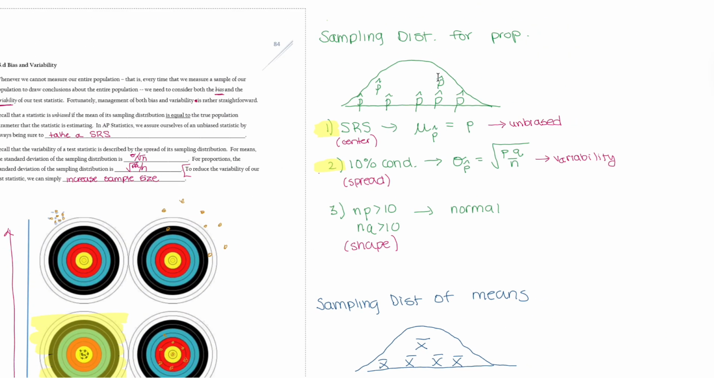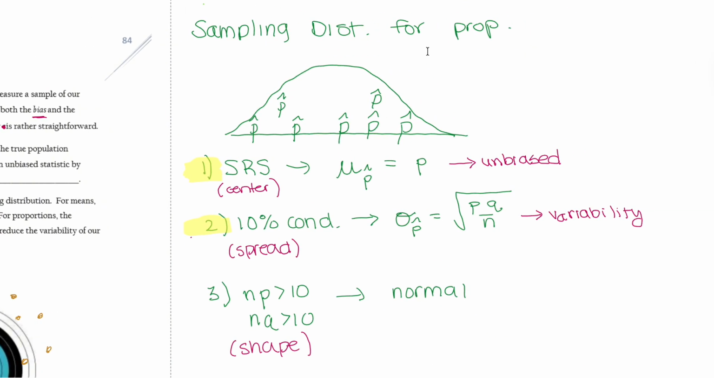So let's summarize a little bit what we learned, both from this video and from the last couple videos. Sampling distribution for proportion: if you want to draw a normal curve for this, it's a bunch of sampling proportions summing up to create a normal curve. First is simple random sample. That's the first condition we're going to check. That determines our center. And if simple random sample is met, then the mu of p hat is equal to p, which means it's unbiased.